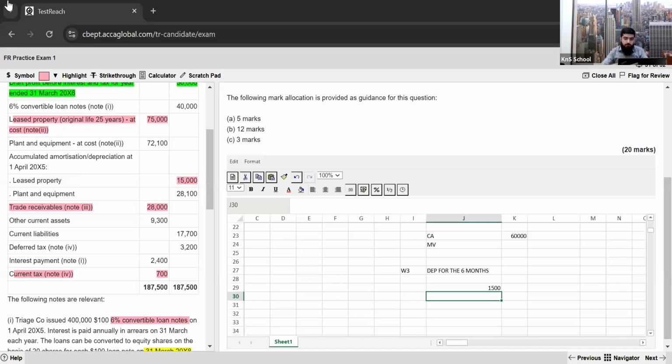Okay, next. Now we are going to calculate the carrying amount. So how we are going to calculate the carrying amount at the date of revaluation? That is 60,000. Let's edit the cell, and obviously we are going to deduct the depreciation for that 6 months, which is 1500. So we're going to link it, and this will give you the carrying amount at the date of revaluation, which is 58,500.